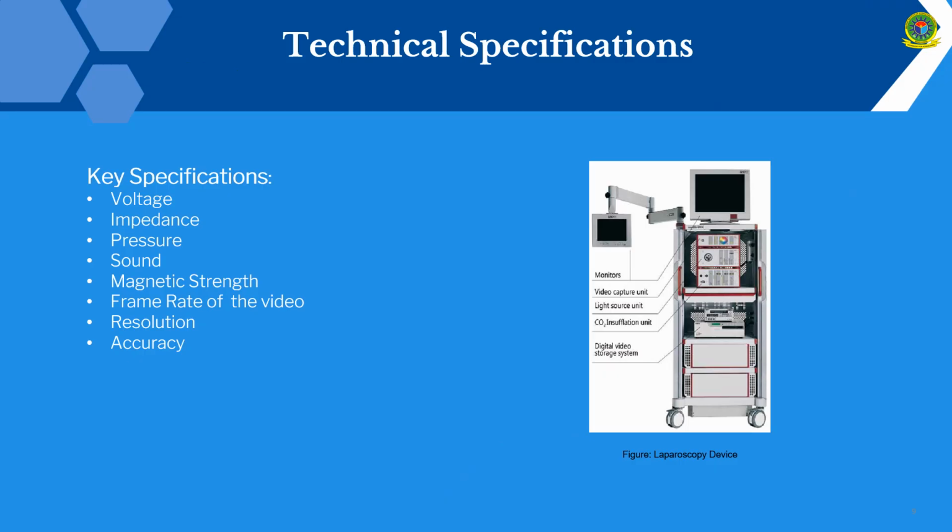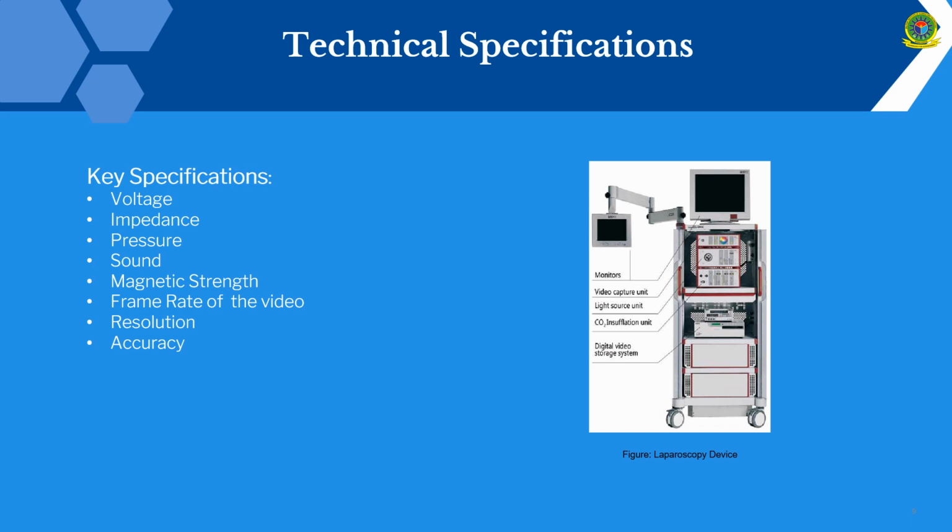Technical specifications. There are several key specification factors like voltage, impedance, pressure, sound, magnetic strength, frame rate of the video, resolution, accuracy, etc. Voltage: it works between 100 to 240 volts, and the frequency is either 50 or 60.